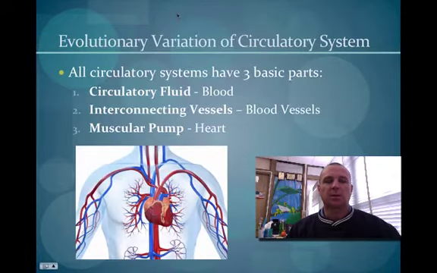Now, when we talk about circulation, there are three main parts of the circulatory system. There's the circulatory fluid, which is usually blood, especially in humans. There's the interconnecting vessels, which are your blood vessels, your capillaries, your veins, and your arteries. And then you have your muscular pump of some sort, which is a heart.